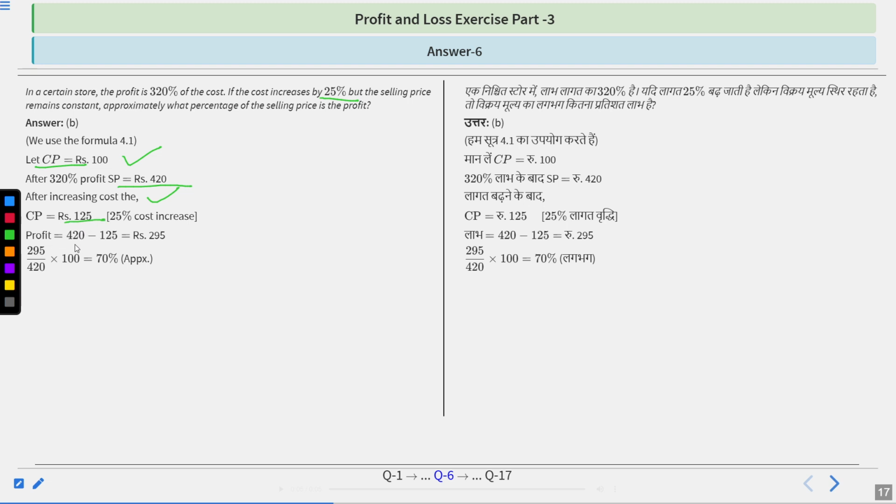Now the profit will be SP minus CP, which is 295. So what will be the profit? Profit percent will be profit upon cost price multiplied by 100, which is approx 70%. So B is the correct answer. Next one.